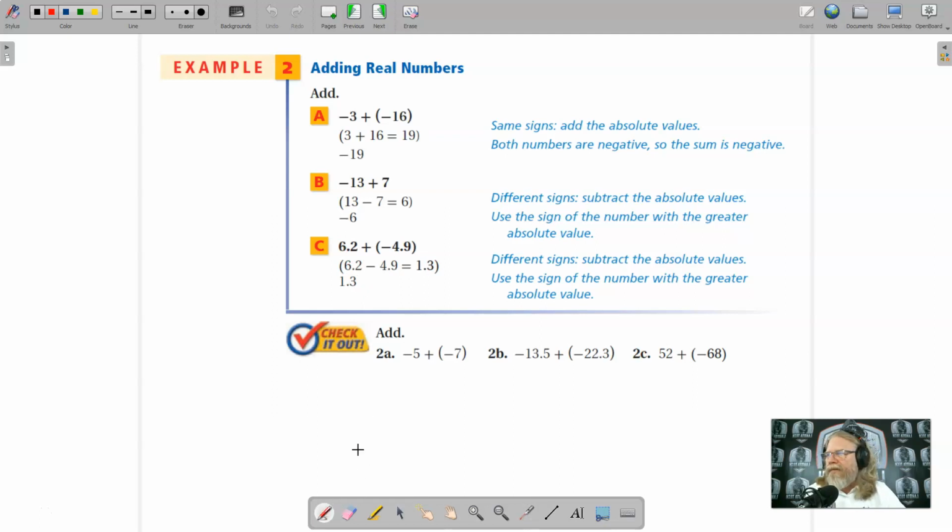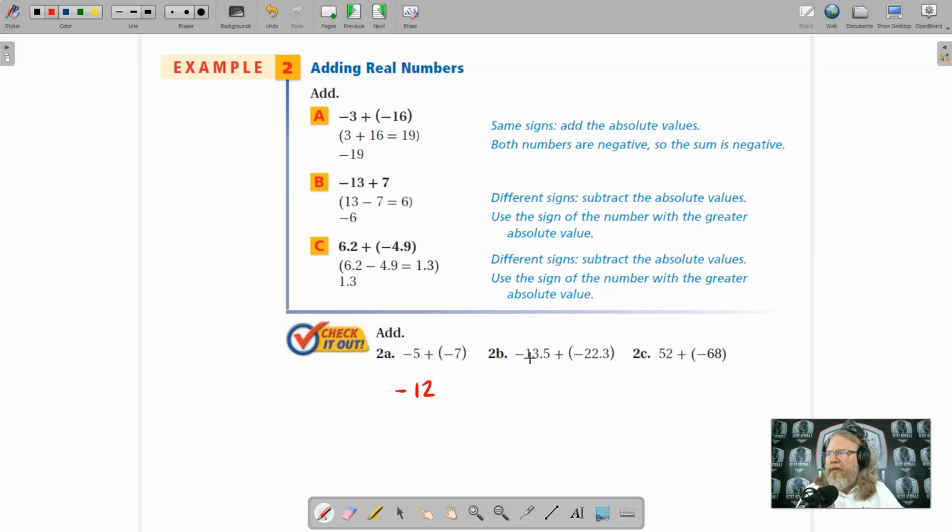Let's look at a couple examples here. 2a, negative 5 plus negative 7. Well, I owe $5 and I owe another $7, so I'm going to owe even more money, right? So I'm adding two negative numbers together, so it's just going to get more negative. 5 plus 7 is 12. They're both negative, so our answer is negative.